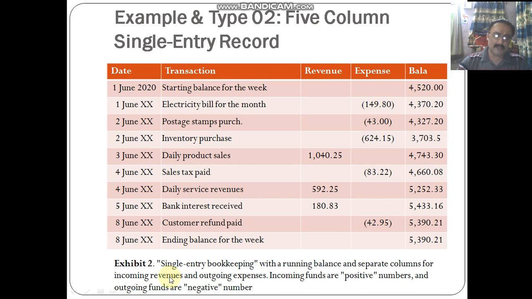So here I have shown single entry bookkeeping with a running balance and separate columns for incoming revenues and outgoing expenses. Incoming funds are positive numbers and outgoing funds are negative numbers. Means whatever is coming into the business is debit, whatever is going out of the business is credit. But here, therefore, there is no concept of debit and credit. Here I only give the picture of going out as expense and coming in as revenue.